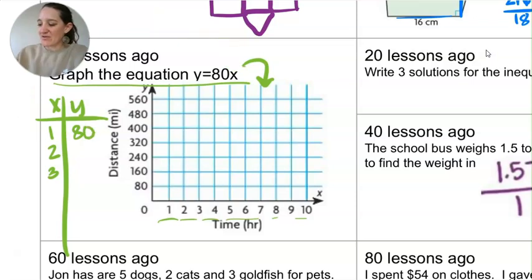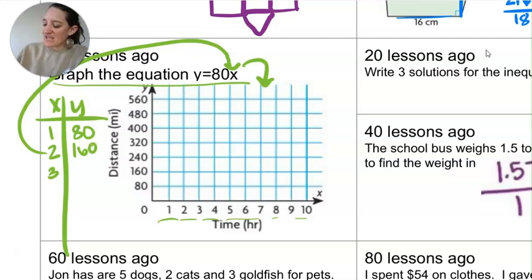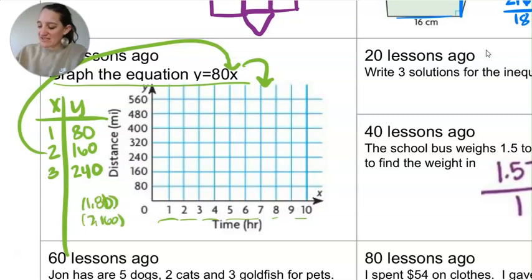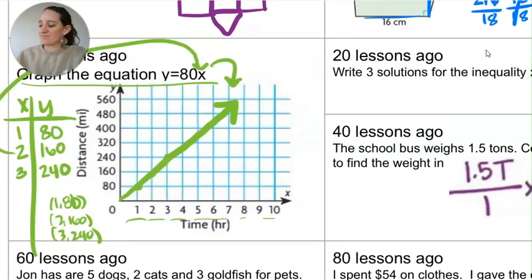Then I'm now going to plug in a 2 for that x. 80 times 2 is 160. Do the same with 3. And 3 times 80 is 240. So now I have at least 3 points on my coordinate plane. I have the point 1, 80, 2, 160, and 3, 240. So here's 1, 80, 2, 160, 3, 240, and I could continue on with that graph right there.